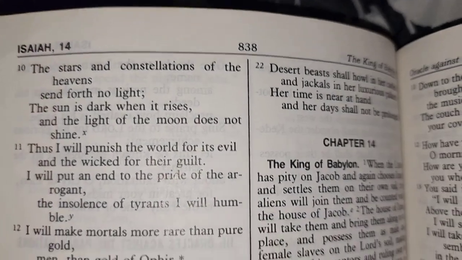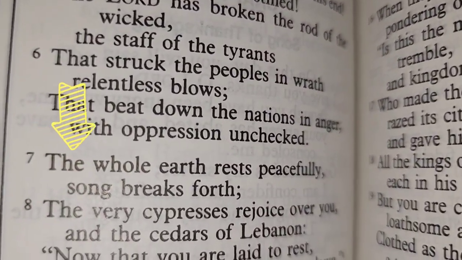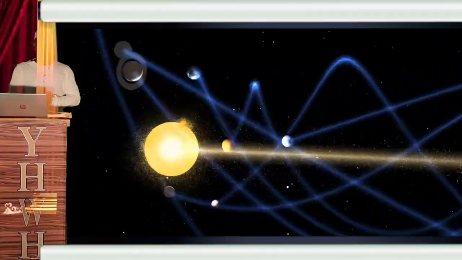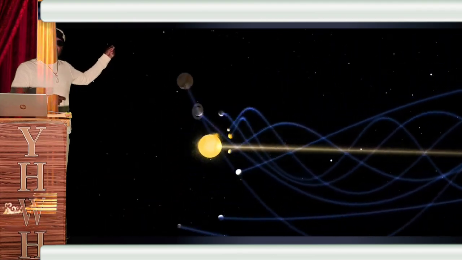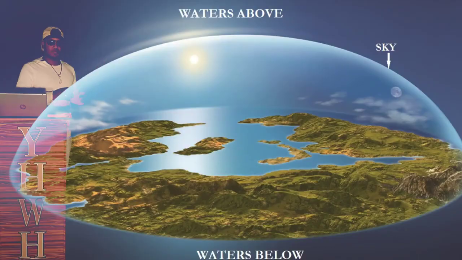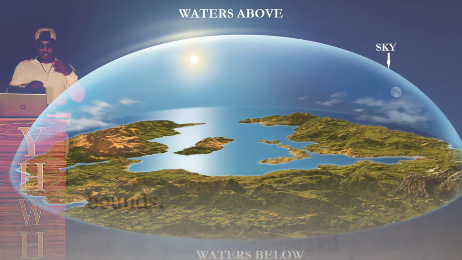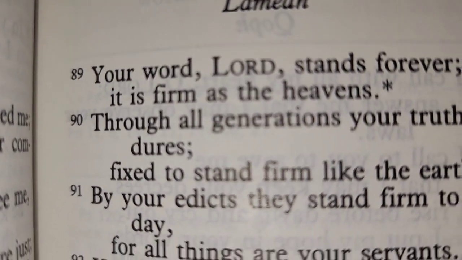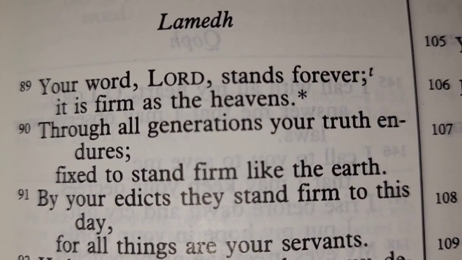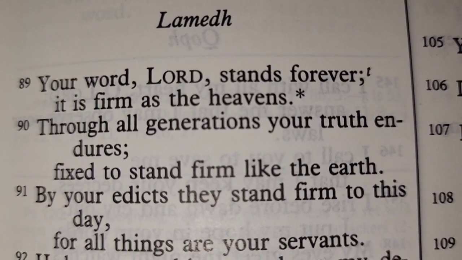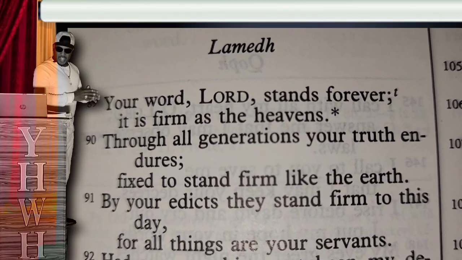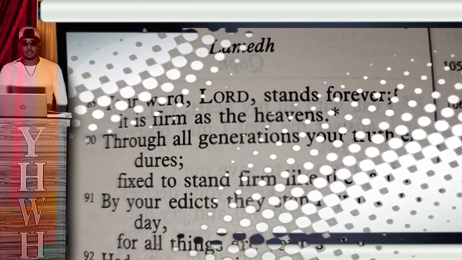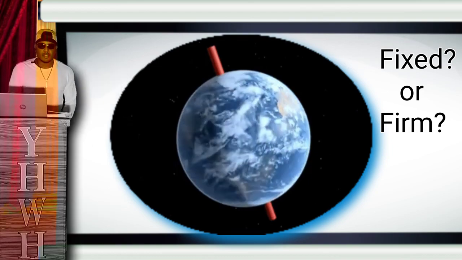Isaiah 14:7, the whole earth rests peacefully. That doesn't mean this. There's nothing peaceful about this. This is peaceful. Psalms 119:89-90. Through all generations, your truth endures. Fixed to stand firm like the earth. One more time. Fixed to stand firm like the earth. Not this. Not this.